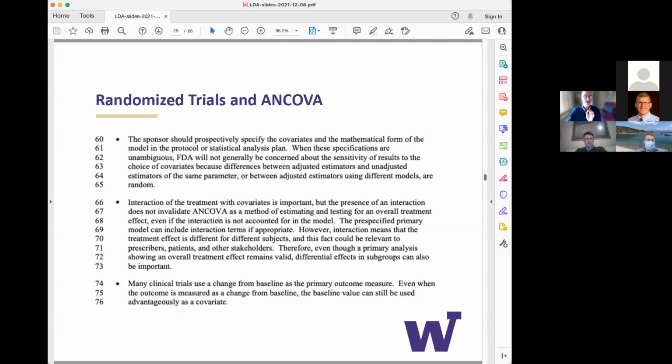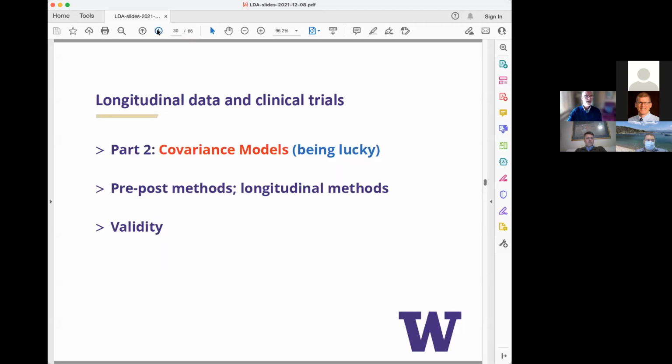ANCOVA, still valid. The second point, it says at the bottom, many trials use change from baseline as a primary outcome measure. And even when you use change from baseline, the baseline value can be used as a covariate to explain variation. In fact, it's redundant. It turns out if you do change given baseline, that's exactly the same as follow-up given baseline. So ANCOVA is legal. And the longitudinal analysis with this constraint reproduces ANCOVA. This was me being lucky.